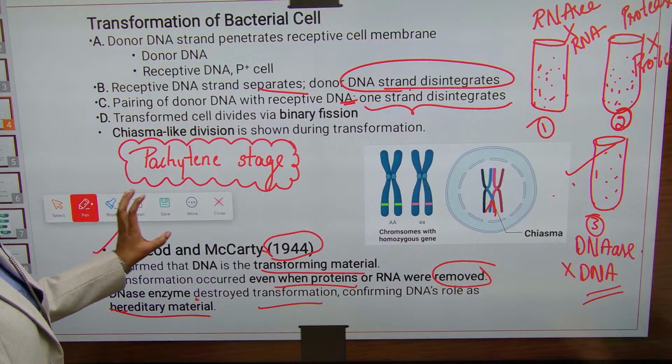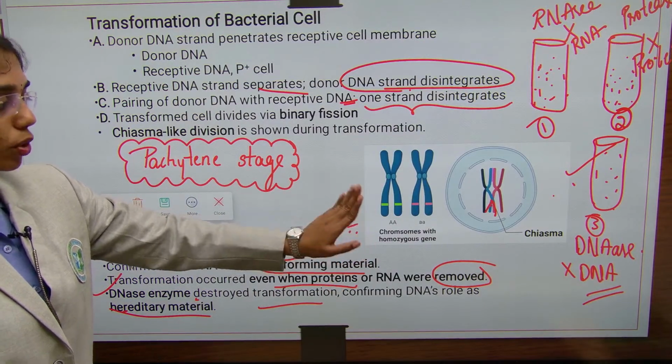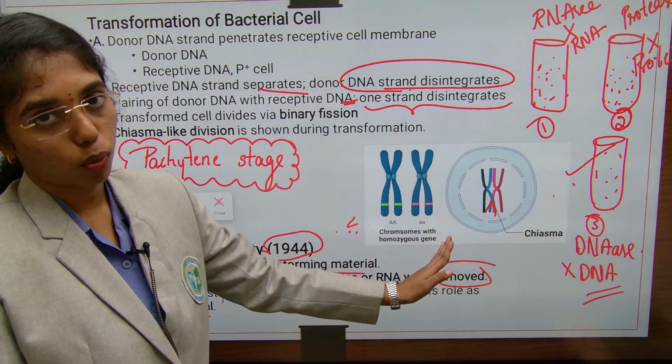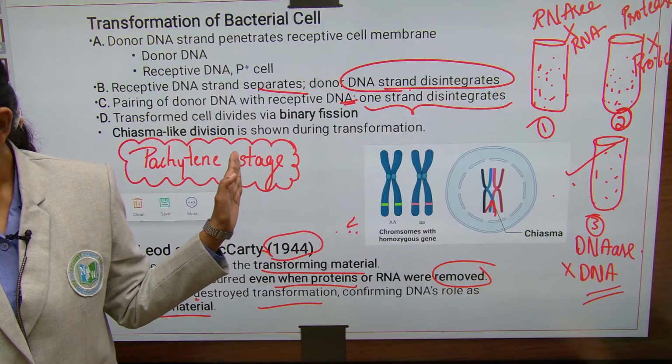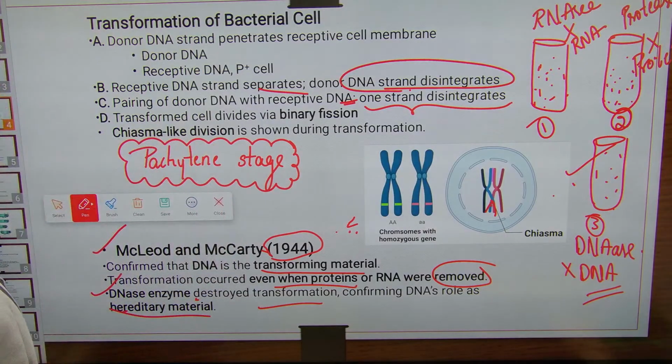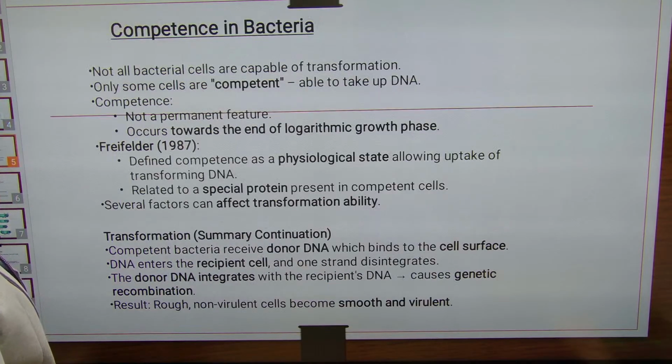Okay, clear till here? And you have understood this, right? What is happening from donor chromosome to recipient chromosome is shown in detailed steps. Clear? Any doubt anywhere from this slide? Yeah. And then if we move on to the next, that is competence in bacteria.